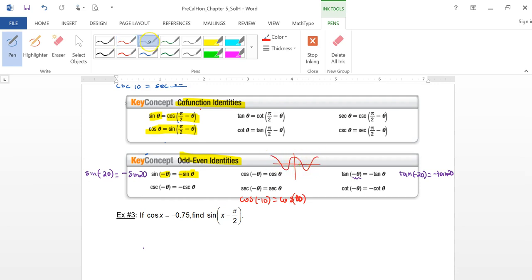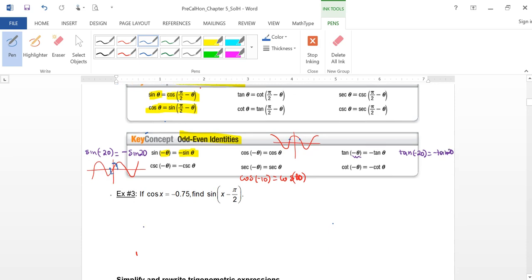So whether you have a negative angle or the positive of that angle, the y value is the same. Sine is an odd function, so it looks like this. If you have a negative angle or a positive angle, it's opposite y values. Alright, so let's do this one. This one combines even and odd and cofunction ones.